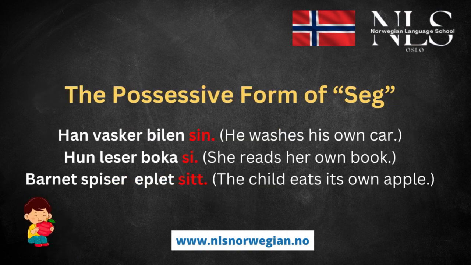The possessive form of sai. Sai can manifest in possessive forms. Sin for masculine, and si for feminine nouns, and sit for neuter nouns. This distinction helps clarify that the object of the sentence belongs to its subject.